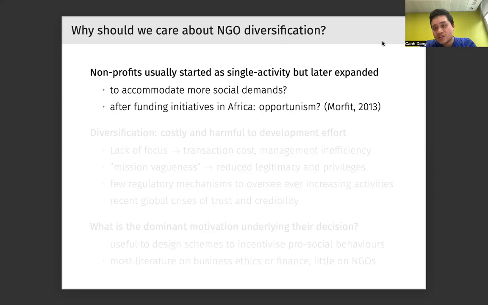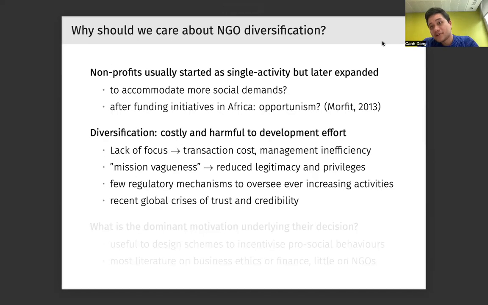Now, the very noble motivation behind this expansion in their activities is to accommodate more social demands, right? They would be trying to accommodate a wider range of people, a wider range of beneficiaries. Especially after the huge funding initiatives towards Africa in 2008, 2009, this pattern has become more and more popular.